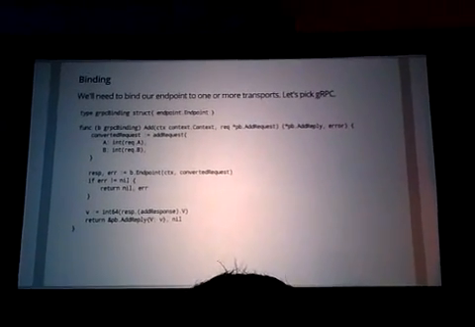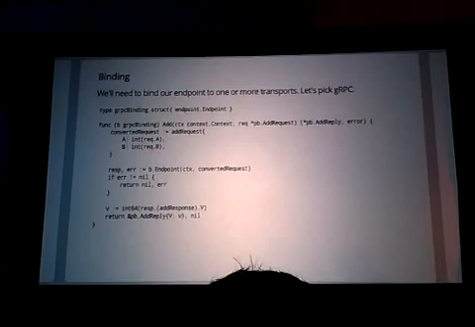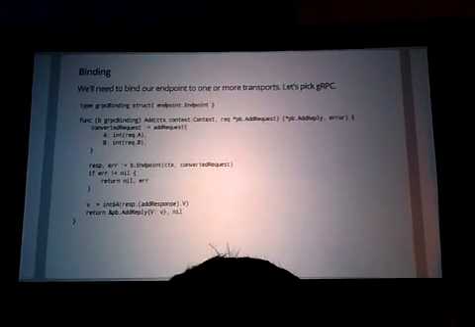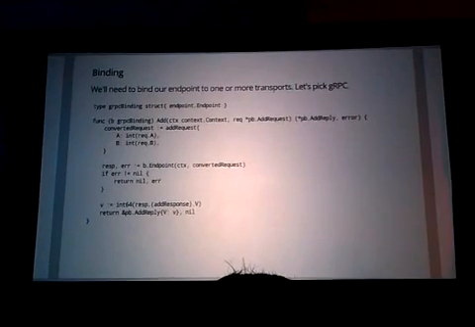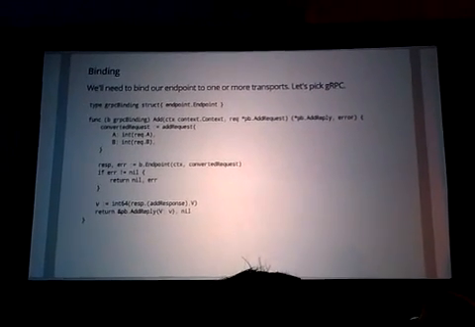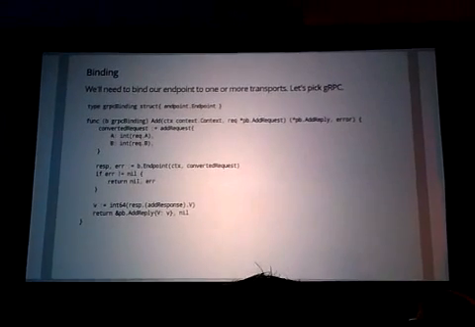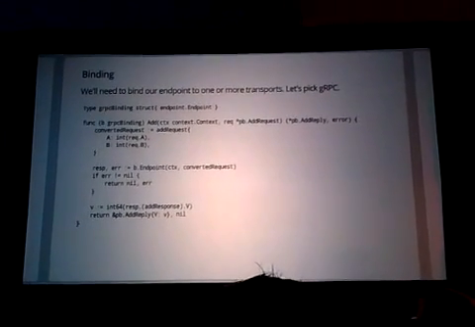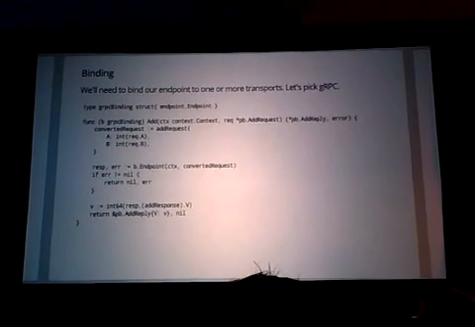To do that, we use something that we call a binding. A binding is something that wraps an endpoint and makes it callable over some transport. Let's take gRPC just because the semantics are nice. A gRPC binding wraps an endpoint. It implements this add function. The add function does the same thing as the other lifter did. It just translates from one domain to another, basically.